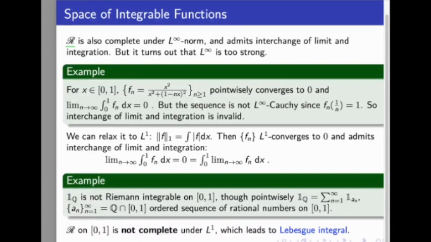To keep the interchange of limit and integral, we can relax L infinity to L1. And the L1 norm of f_n did converge to 0, thus the interchange of limit and integral becomes valid. However, relaxation of the norm comes with a price, and it turns out R is not complete under L1, which is bad. So we find another integral called the Lebesgue integral.